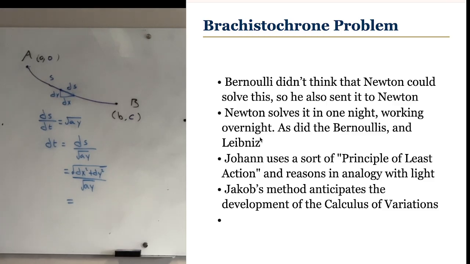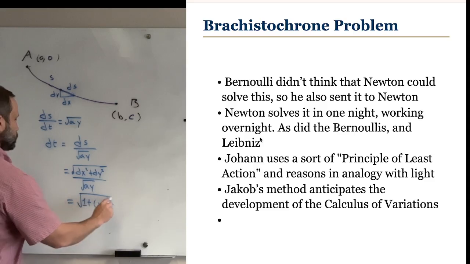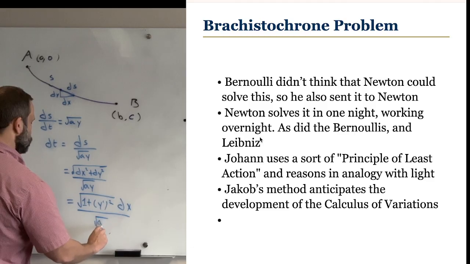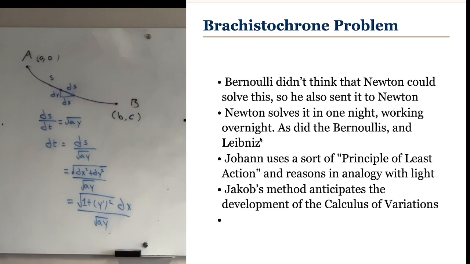And now we can do something very similar to what we did in the previous video. I can factor out a dx squared, and I'm going to get the square root of 1 plus y prime squared dx divided by the square root of ay. And then this is going to give us the total time taken, starting from x equals 0 to x equals b. Now here's the thing, we don't know what y is. So what we want to do is find the y that minimizes this.